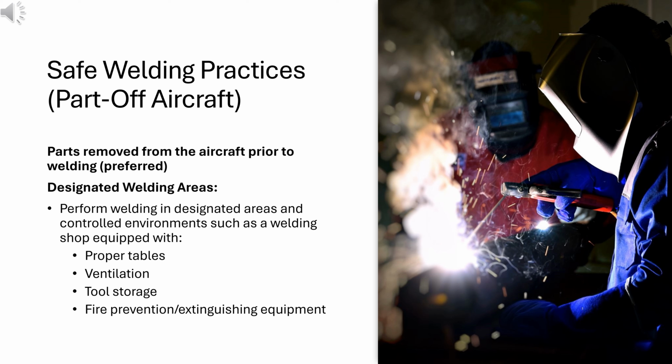This first slide will cover work performed on parts first removed from the aircraft, which should be the case whenever possible. All part-off aircraft welding should take place in a designated welding area with a controlled environment, such as in a welding shop. This area must feature proper tables, ventilation, tool storage provision, and fire prevention and extinguishing equipment.